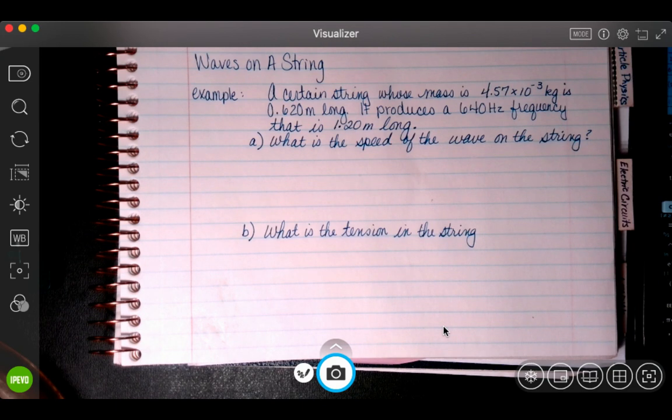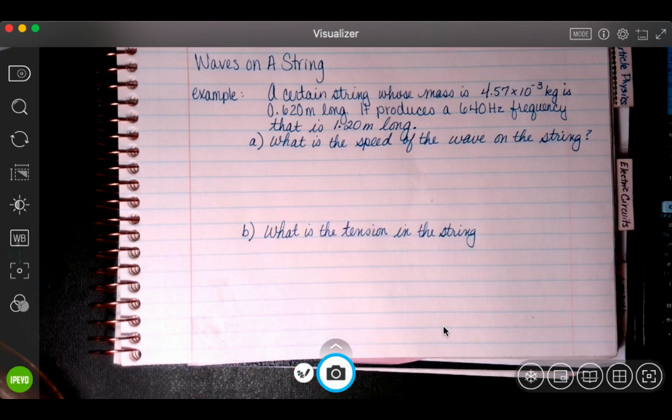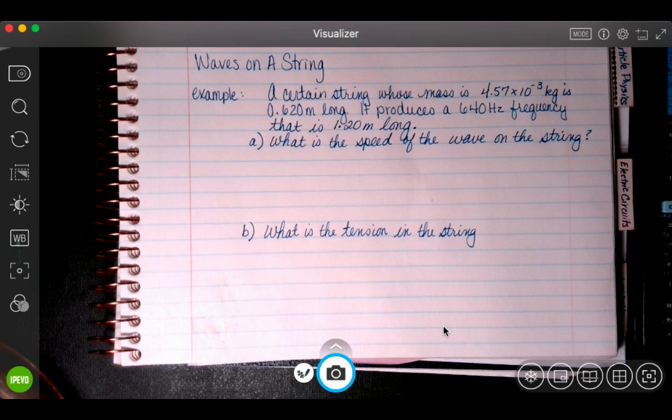So we're going to have two questions in this part. First of all, what is the speed of the wave on the string? And then secondly, what is the tension in the string? Now, in here, I'm going to go back to our reminders, our basics, that we have two different equations that apply to waves on a string.